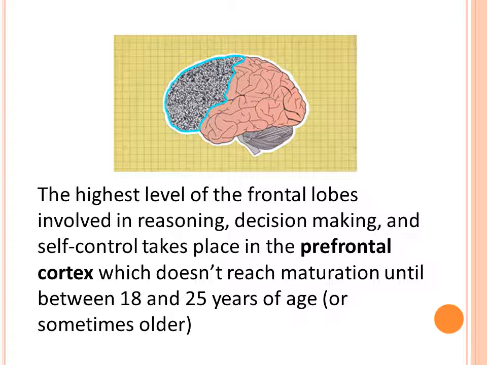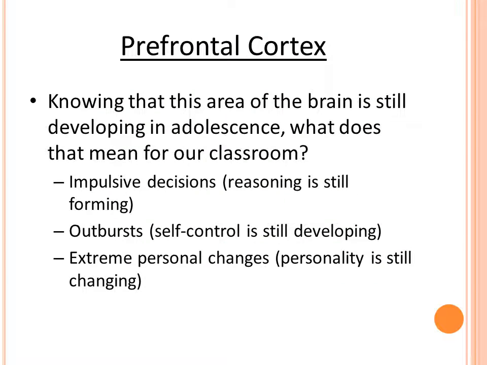The highest level of the frontal lobes, involved in reasoning, decision making, and self control, takes place in the prefrontal cortex, which doesn't reach maturation until between 18 and 25 years of age, or sometimes older. Knowing that this area of the brain is still developing in adolescence, what does that mean for our classroom? Impulsive decisions, reasoning is still forming; outbursts, self control is still developing; and extreme personal changes, personality is still changing.